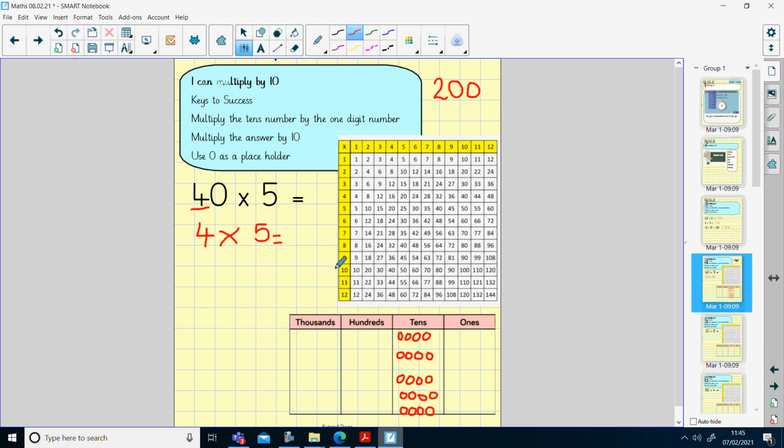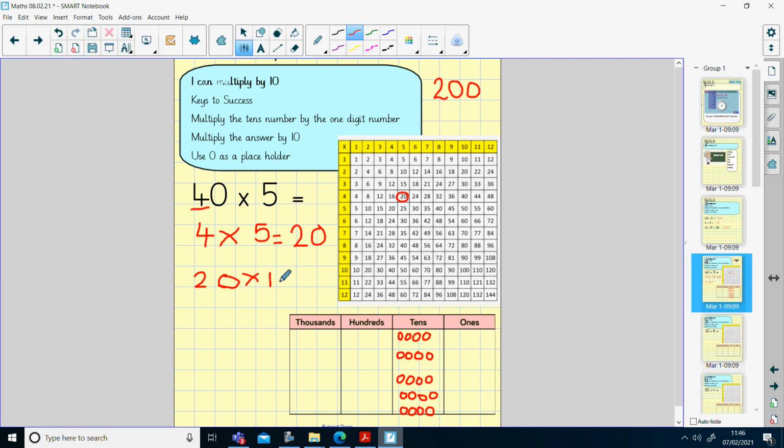Now if I don't know what 4 times 5 is, then I can use my multiplication grid. So I'm going to go down to the 4, across to 5, and the answer is 20. So I've got my multiplication grid to help me today. Now I'm going to multiply the answer by 10. So my answer is 20. So the answer, 20, is going to be multiplied by 10.